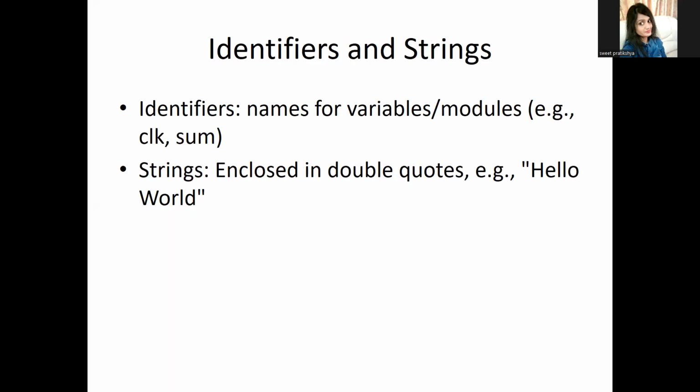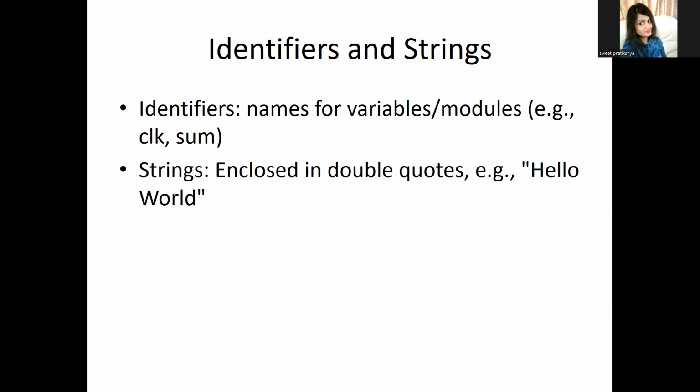Next, we'll learn about the identifier and string. So, what are identifiers? Identifiers are the names given to various elements in Verilog code, like modules, signals, and variables. An identifier must start with a letter or underscore, and can include letters, numbers, underscores, and the dollar sign. It cannot use keywords. Examples: CLK, data_in, result_temp.